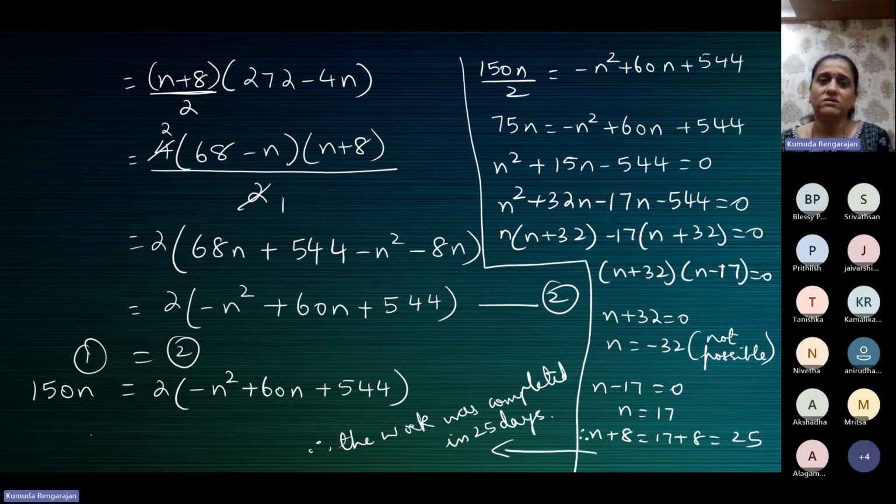What is n? n is that actual plan, 150, 150. But that didn't happen, no? So n plus 8 is what actually happened. So the work was completed in 17 plus 8, 25 days. It should have been completed in n days, 17 days. But it was delayed by 8 days. So 17 plus 8, 25 days.